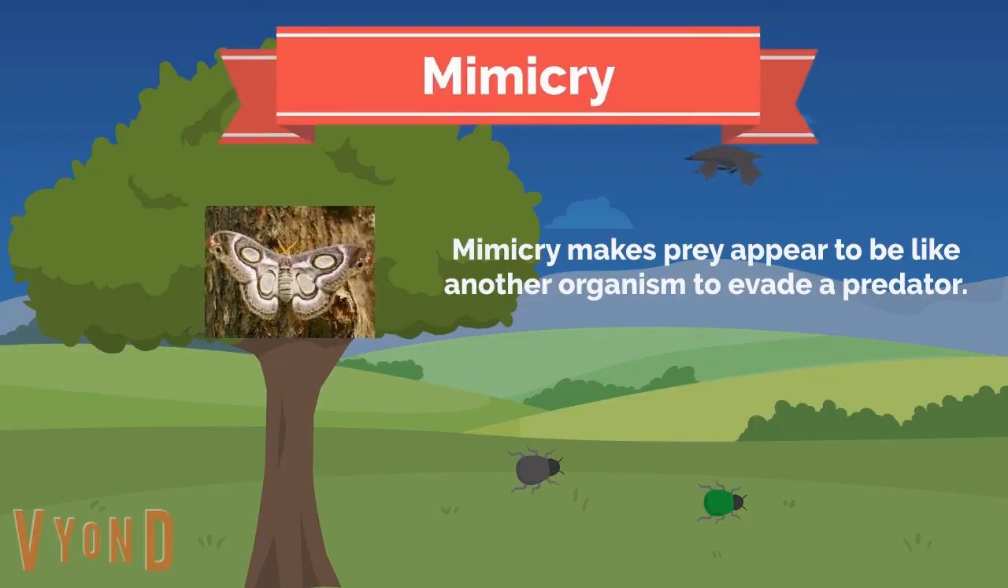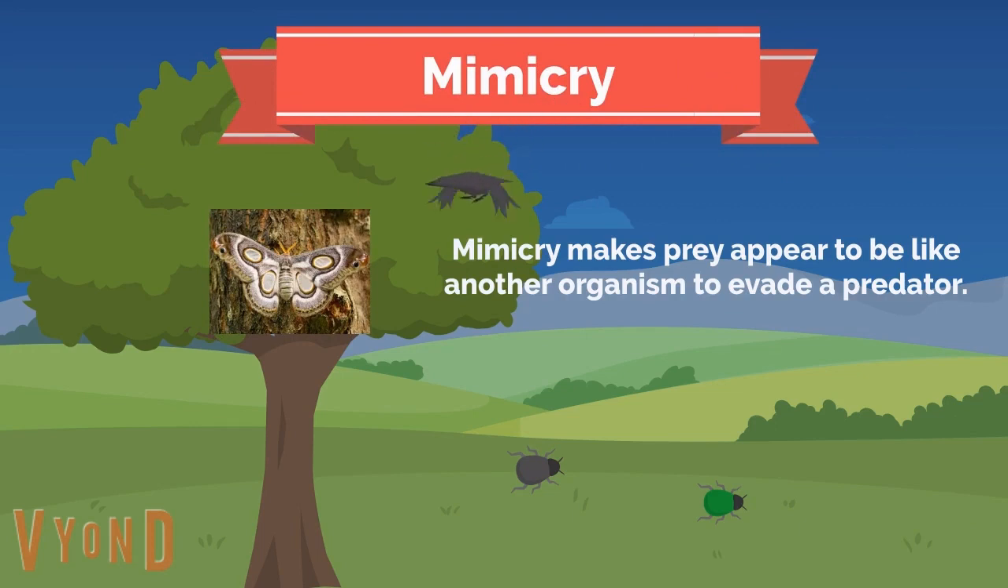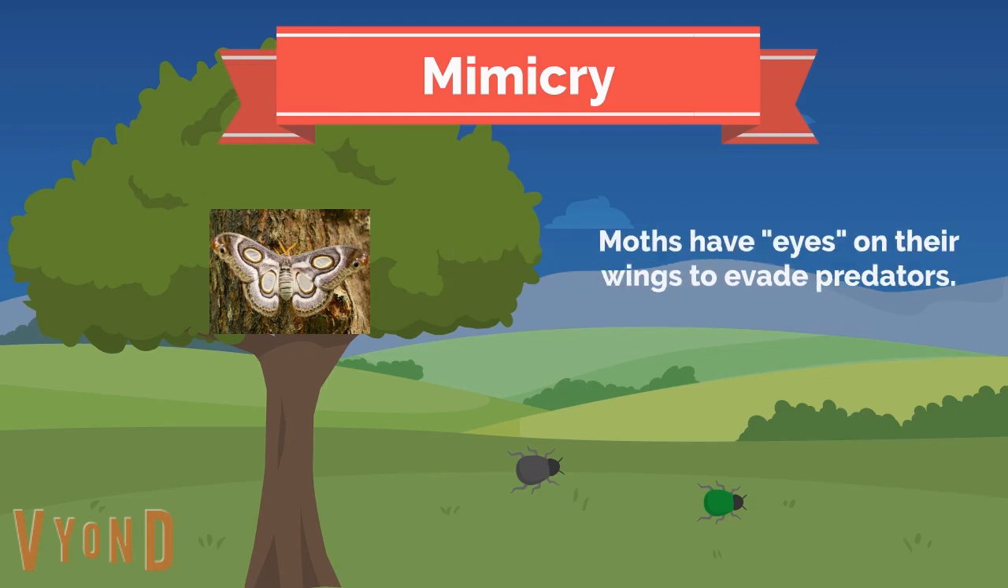Another example is mimicry. Mimicry will make a prey appear to be like another organism in order to evade a predator. For example, the patterns on a moth can look like the eyes of another animal. This allows the moth to appear like an animal and not a defenseless moth.